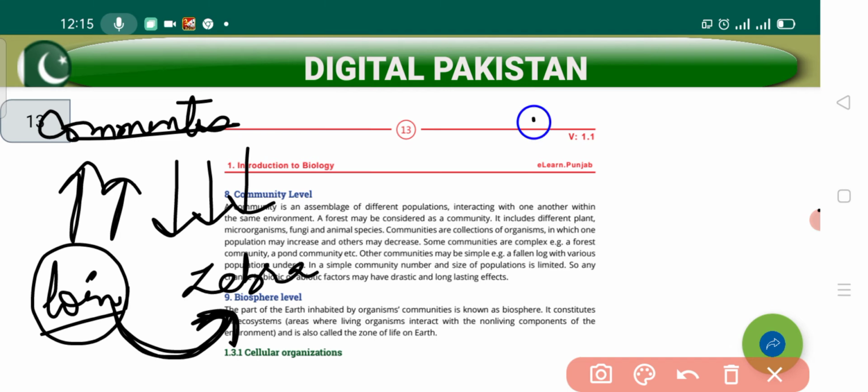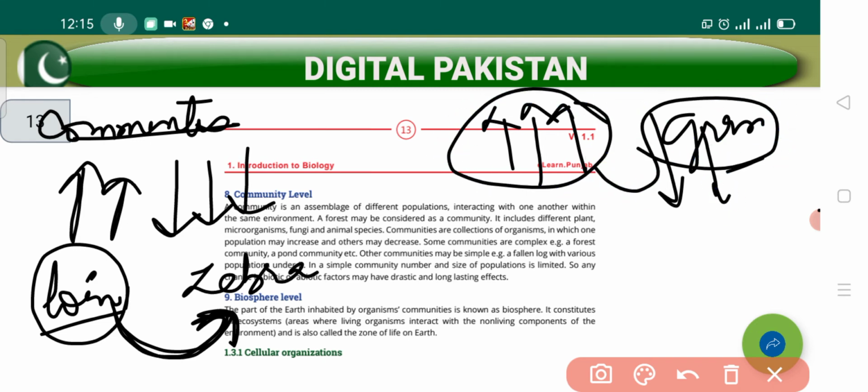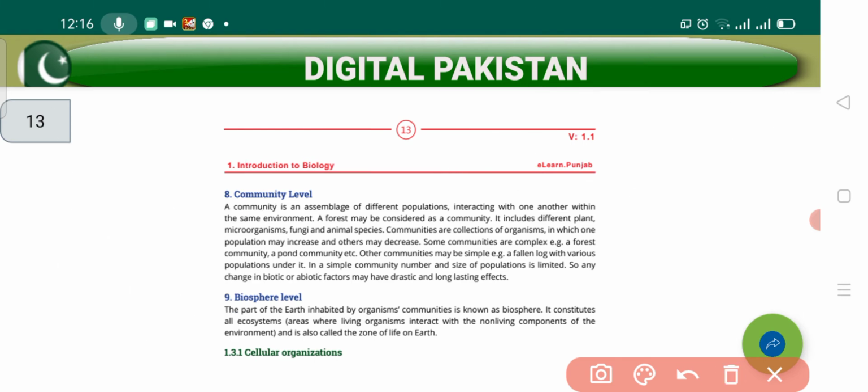Let's see the zebras and the grass. Let's suppose the zebra is eating the grass. If the zebra's numbers are increasing, obviously the grass will decrease, because the zebras will eat all the grass. So this is known as an interaction. Student, is it clear to you? This is known as an interaction, that each organism is depending upon other organisms. So some communities are very complex.